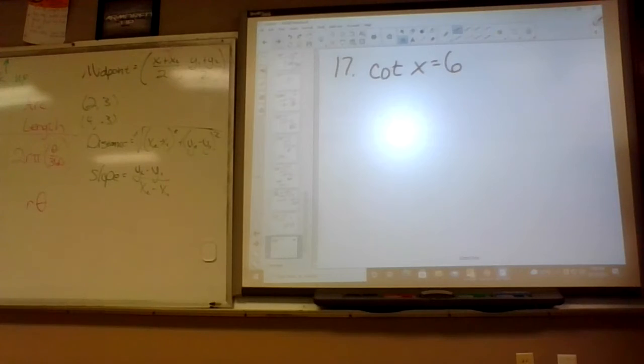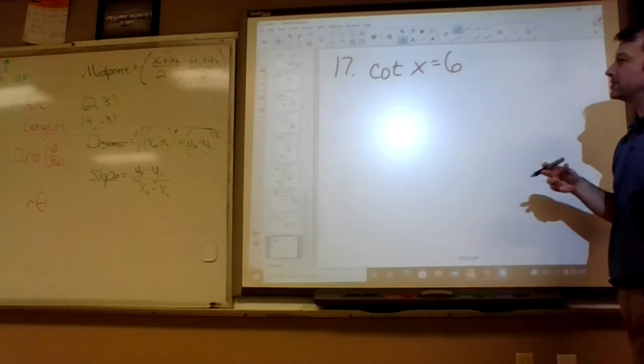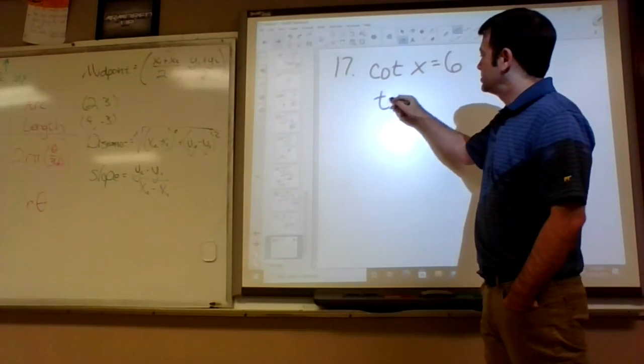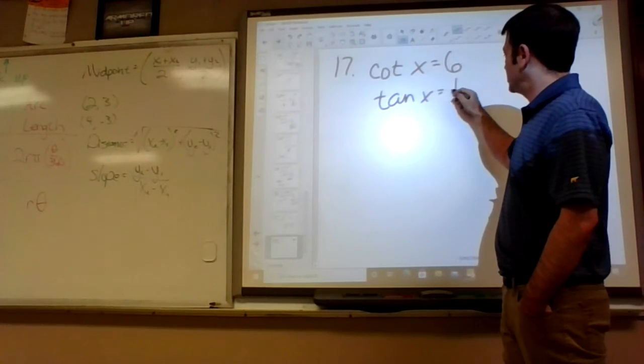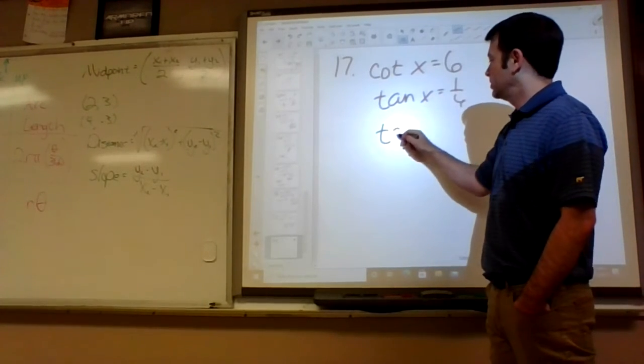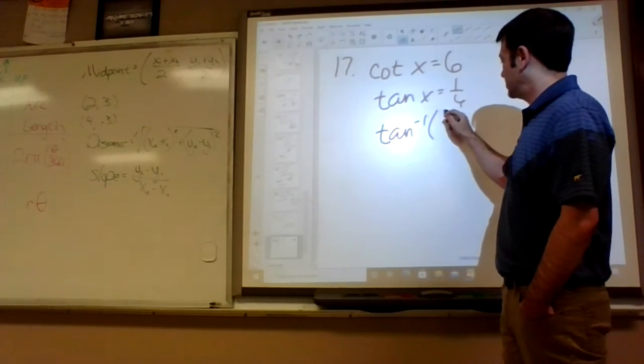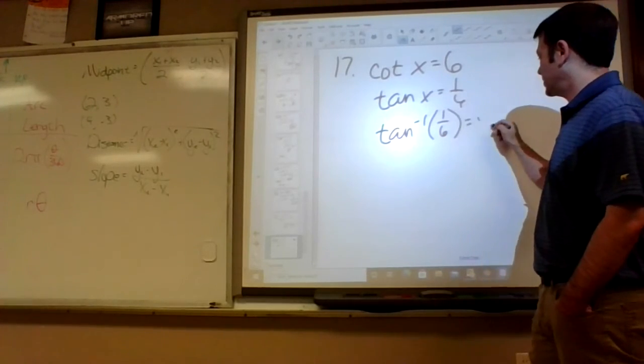Cotangent of x equals 6. Okay, what's the reciprocal function for cotangent? So it's tangent of x equals 1/6, therefore we need to figure out what tangent inverse of 1/6 is to find our angle.